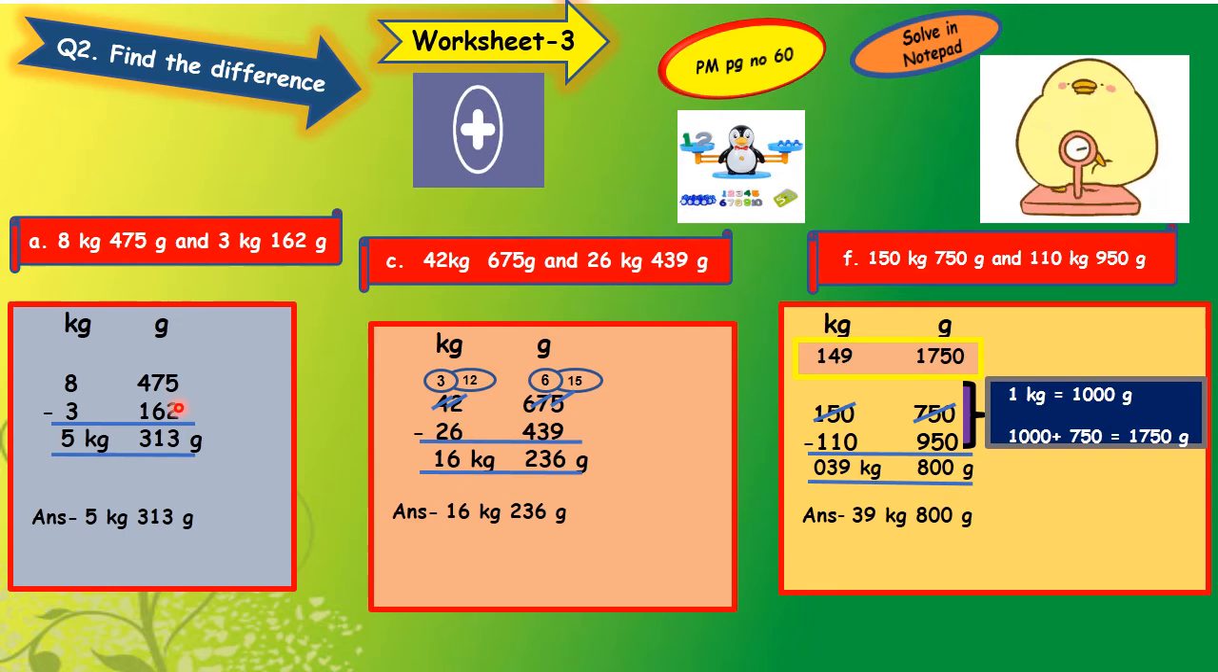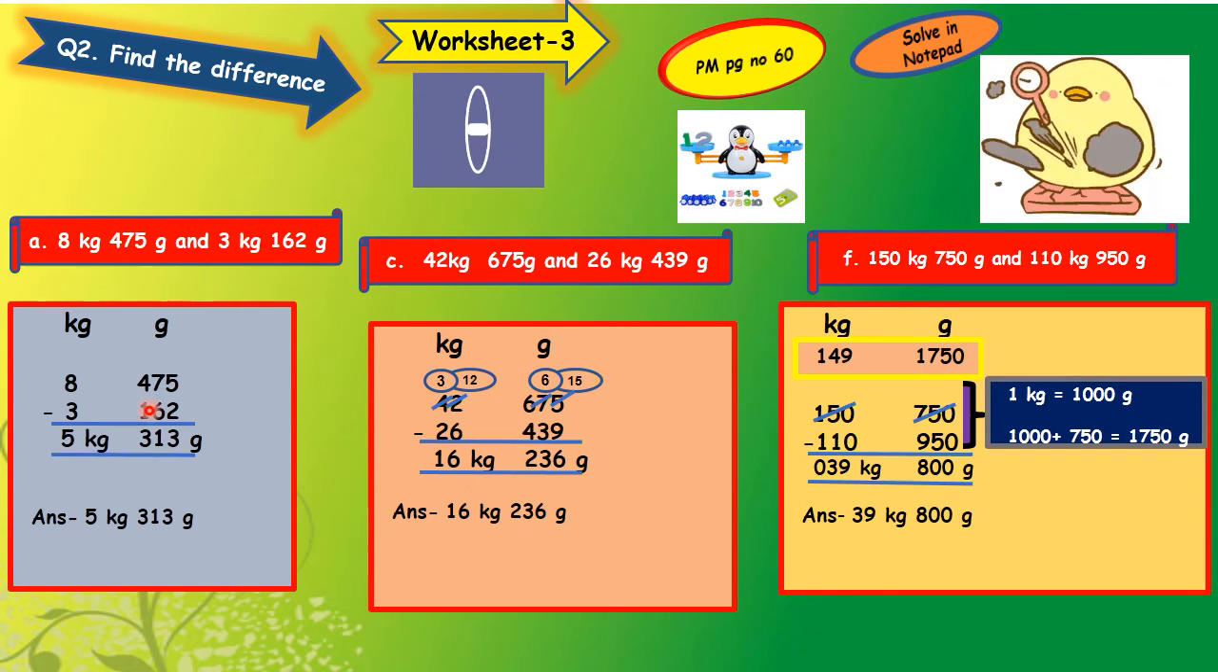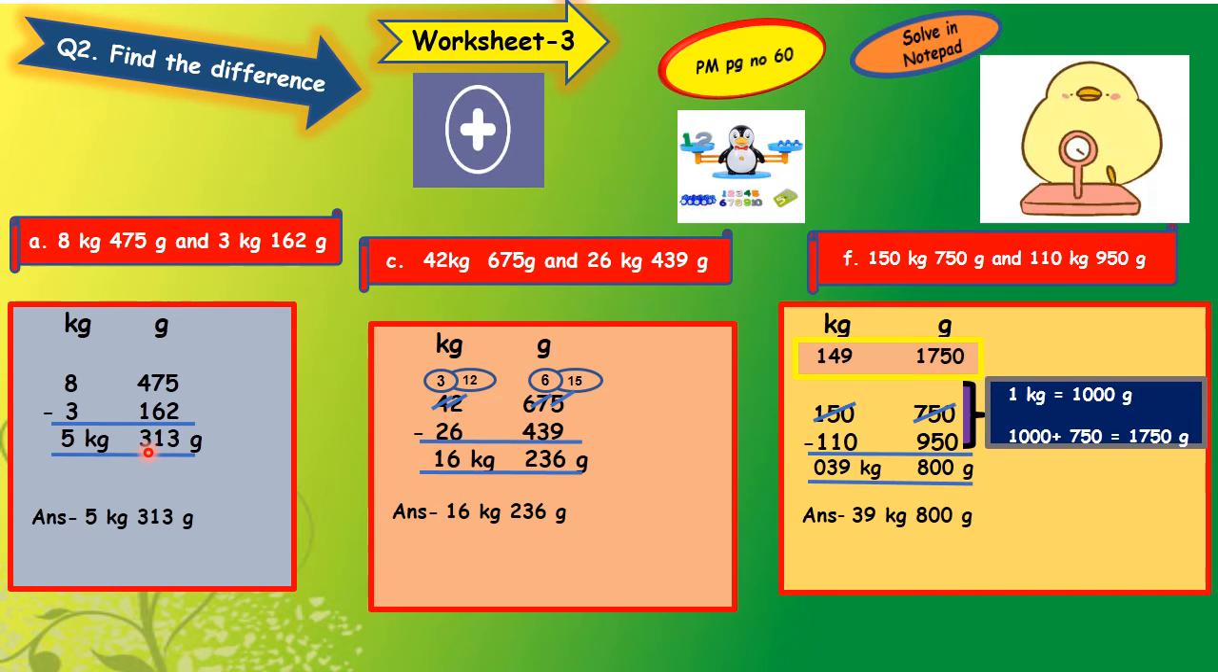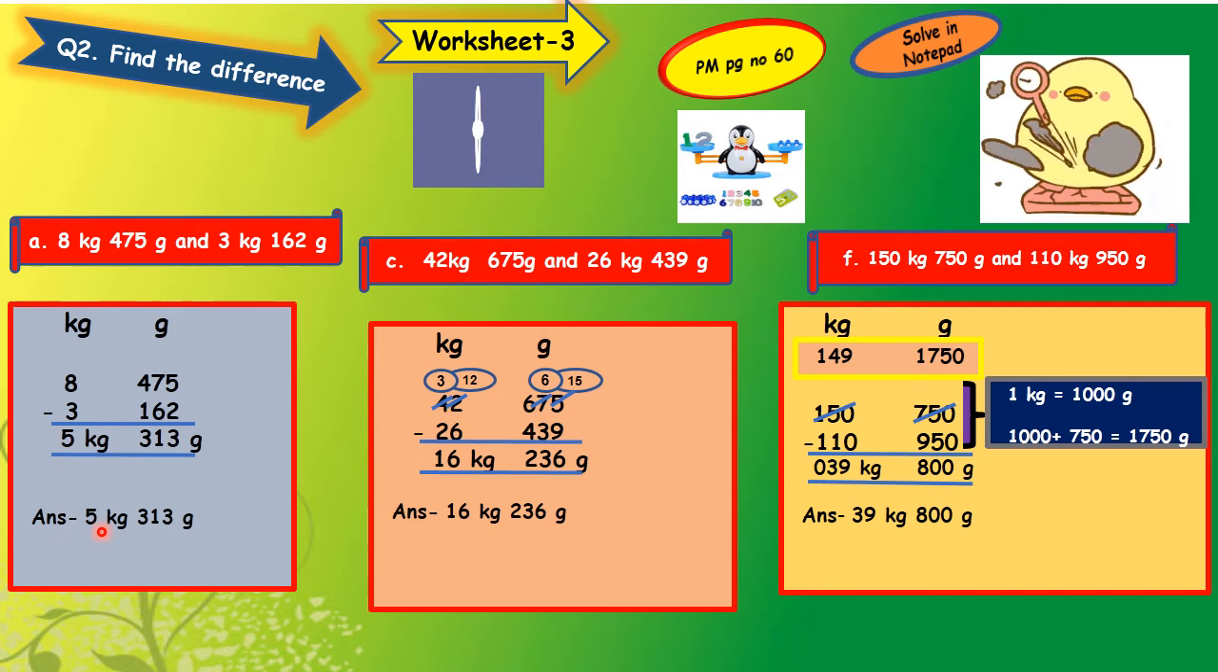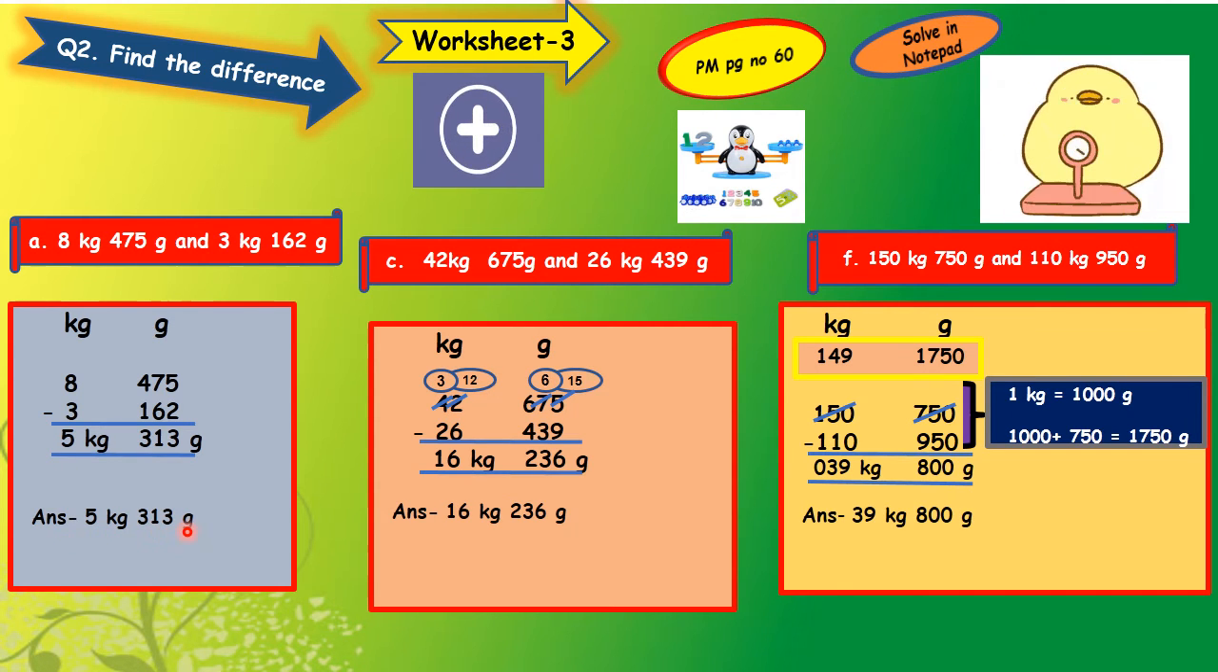So 5 minus 2 is equal to 3, 7 minus 6 is equal to 1, 4 minus 1 is equal to 3. So 313 grams. Then 8 minus 3 is equal to 5. So our final answer will be 5 kg 313 grams.